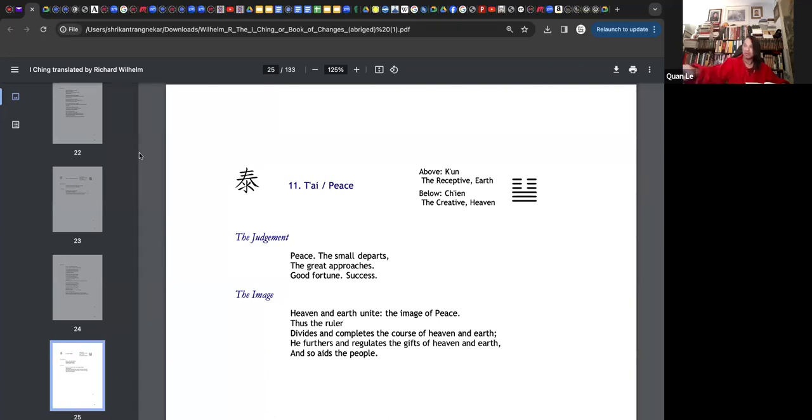So let's focus on the image, meaning the great image about the hexagram made by the upper trigram and the lower trigram. The explanation about the image is: heaven and earth unite. So heaven, lines 1, 2, 3, earth, lines 4, 5, 6, they are together to make that hexagram, which is number 11. That is the image of peace, okay?